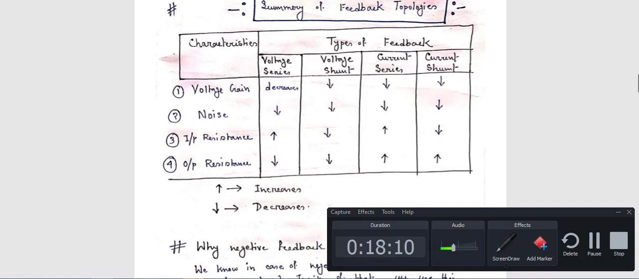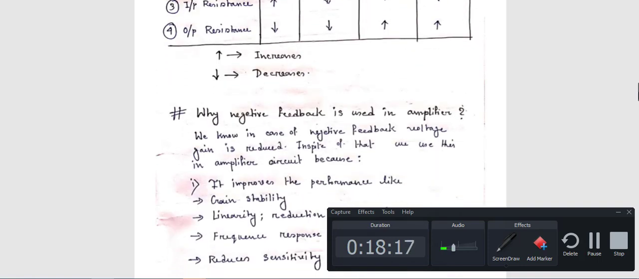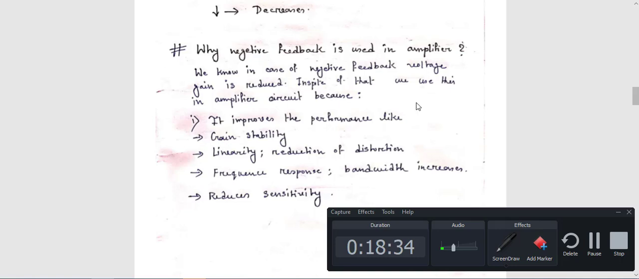characteristics of any circuit, not only the gain value, there are lots of parameters. Which parameters? In case of a negative feedback amplifier, it is seen that though the gain value is decreased, it has some other good quality values. Which are those values? If we use negative feedback in an amplifier circuit, it improves the performance, like gain stability. So you know what is stability?